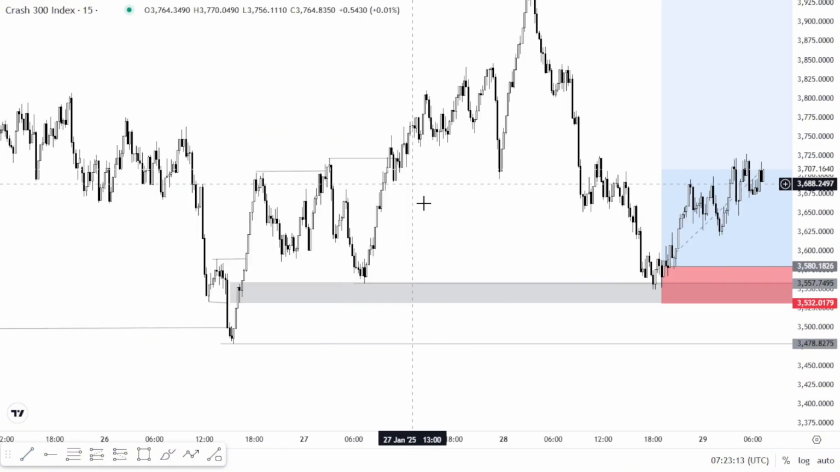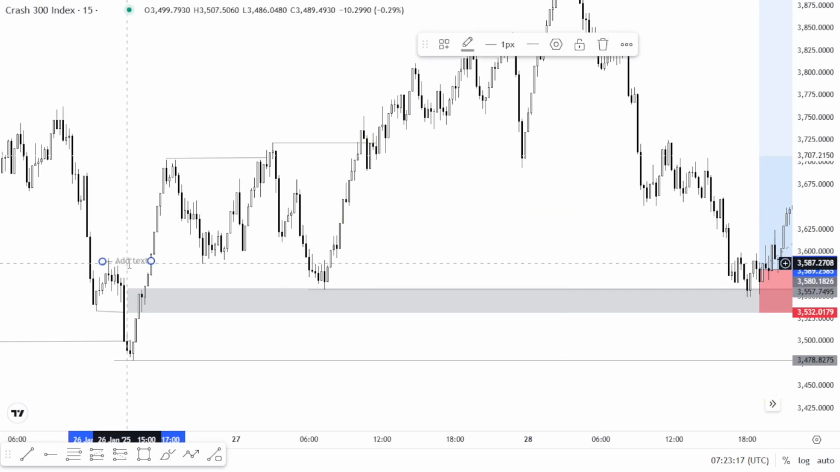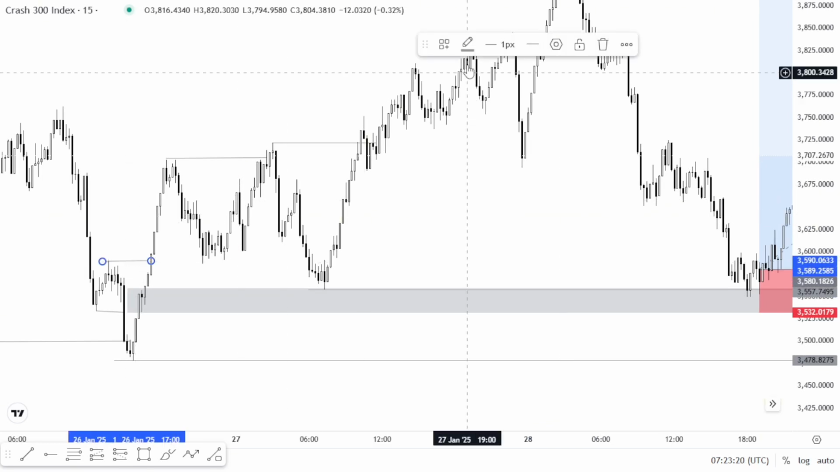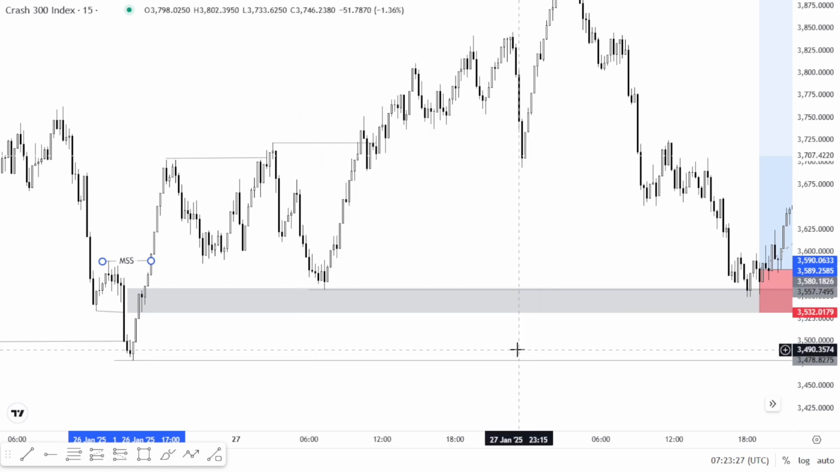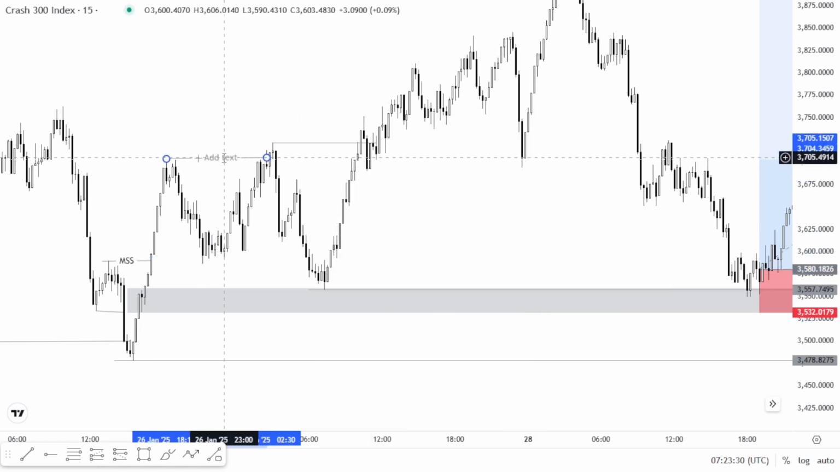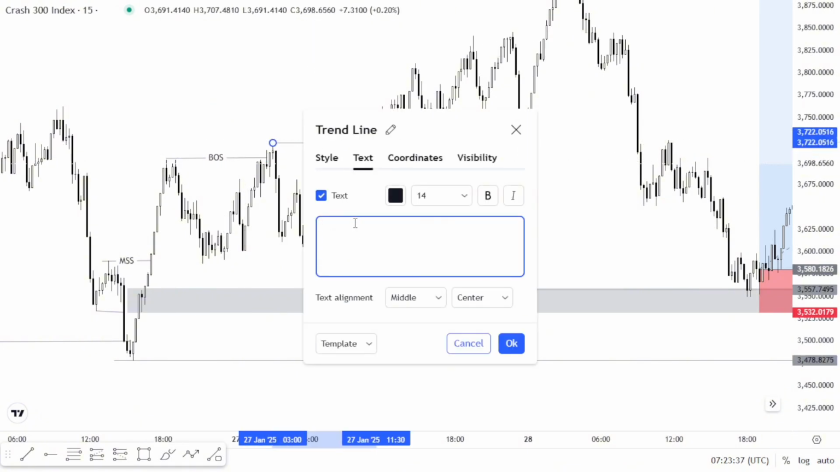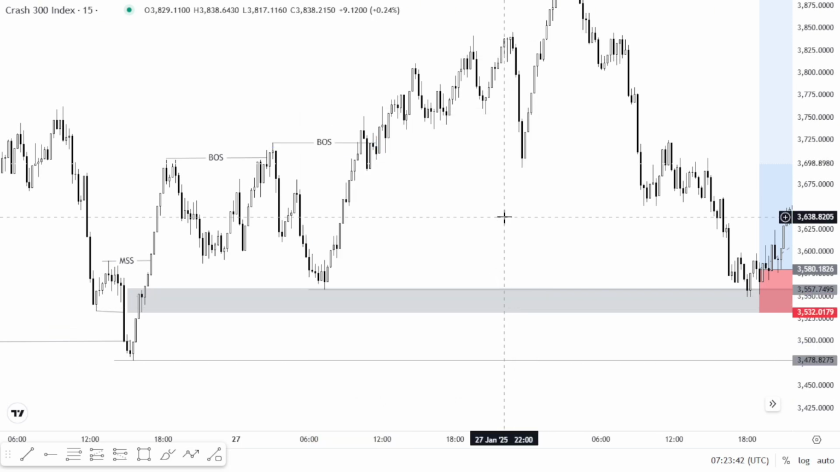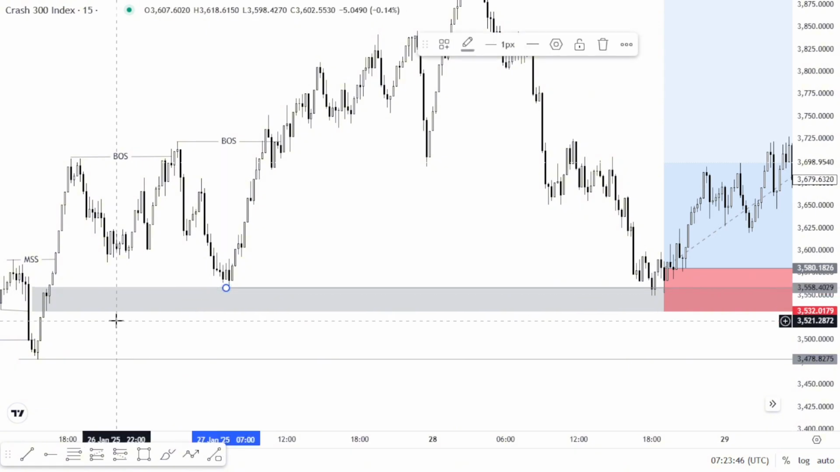So what happened, guys? Let's say we have a market structure shift, which is one. Let me put this in capital letters: market structure shift. Here we have a break of structure, our BOS, and we have another break of structure right here. This right here becomes my structural liquidity.